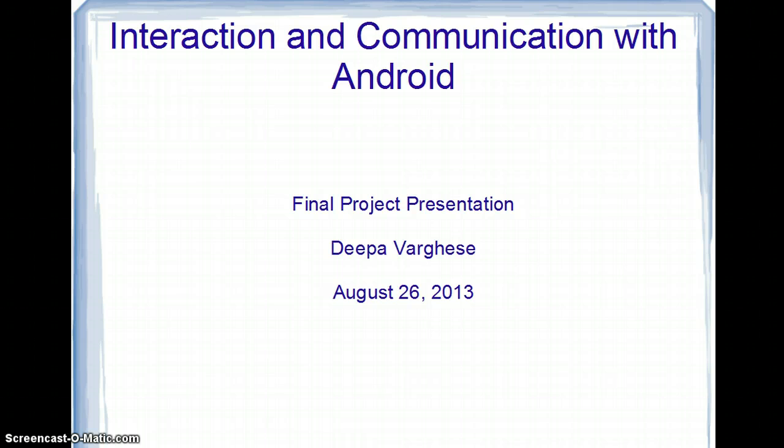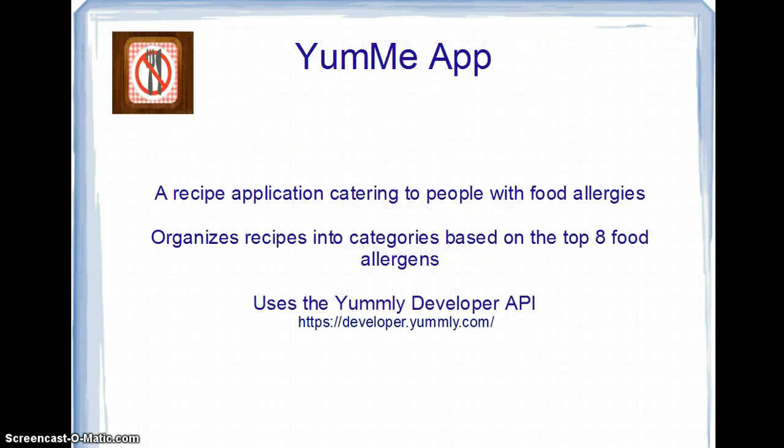For this last quarter, I decided to build a food recipe app. I called it Yummy, and it was an app intended to cater to people with food allergies. So I wanted to organize recipes based on the top 8 allergens, such as gluten, dairy, peanuts, etc.